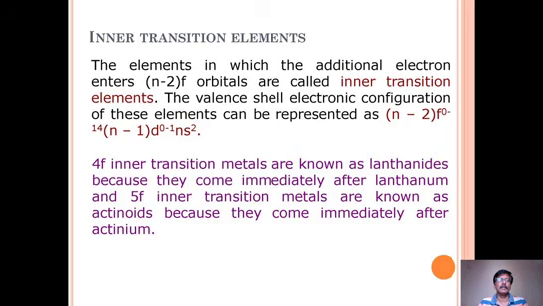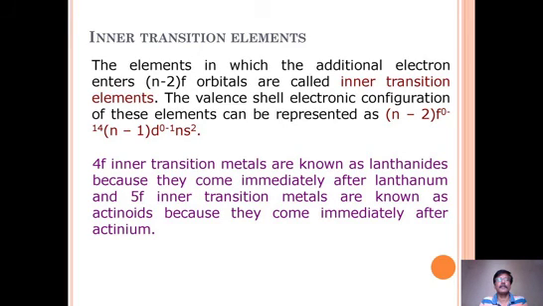Here the elements in which the additional electron, that means the last valence electron, enters the n minus 2 f orbital. Here n is the principal quantum number. So if n is 6, then it is 6 minus 2, 4f. So the minimum is the fourth orbital here. So inner transition elements have n minus 2 f electrons. The valence shell electron configuration of these elements can be written with n minus 2 representing the last orbit where the f block orbital is there.